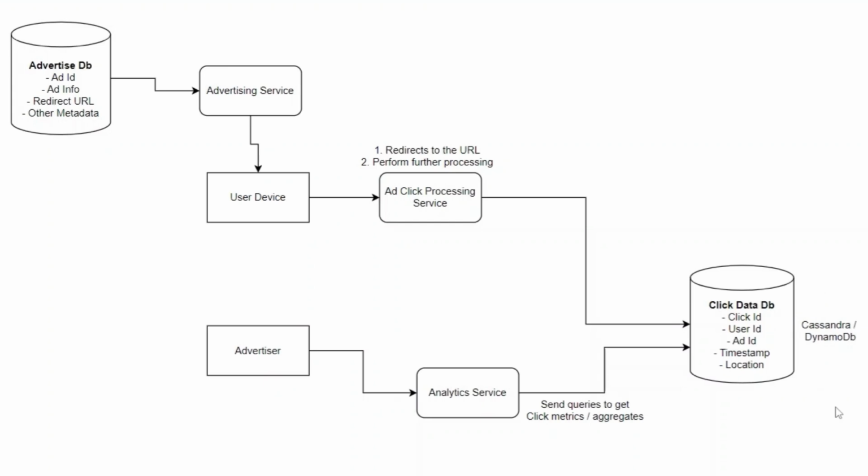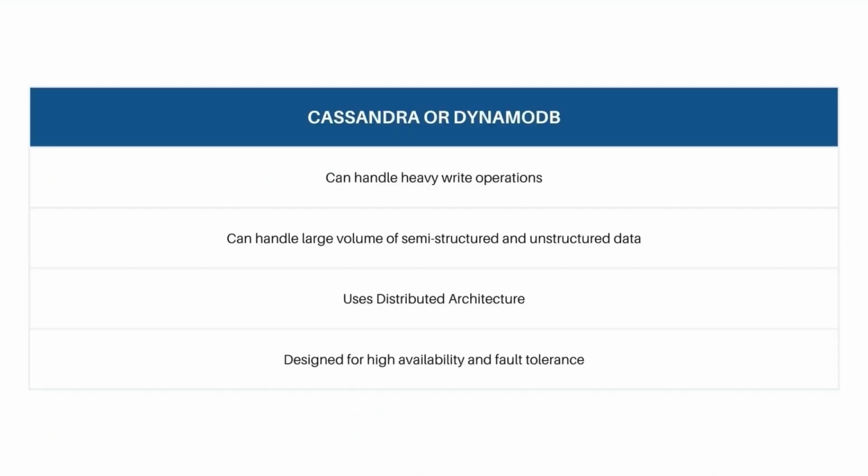So why should we store it in Cassandra or DynamoDB? Our application is write heavy for the clicks, and these databases can handle heavy write operations. They can even handle a large volume of semi-structured and unstructured data, whereas a relational database can only handle structured data. They use a distributed architecture and are designed for high availability and fault tolerance. So we can use Cassandra or DynamoDB.